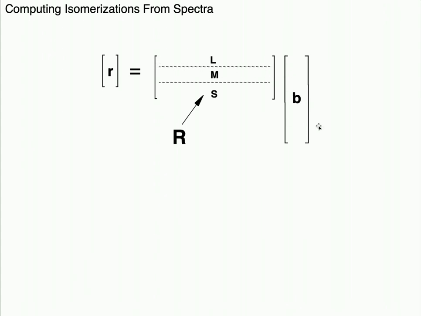Basically weight the spectra by the sensitivity of the L cones at each wavelength, and then add them all up to get the L cone excitations. And that's what this row of the matrix multiplication does.